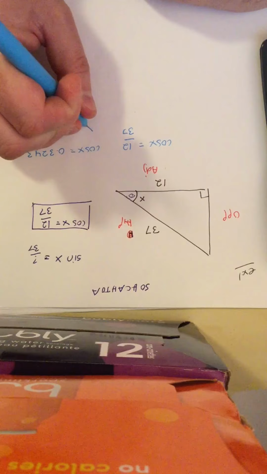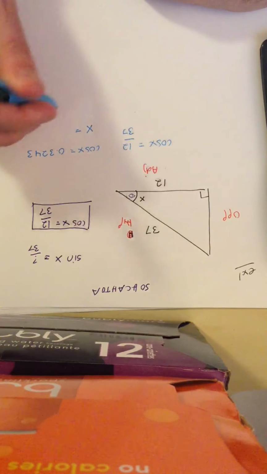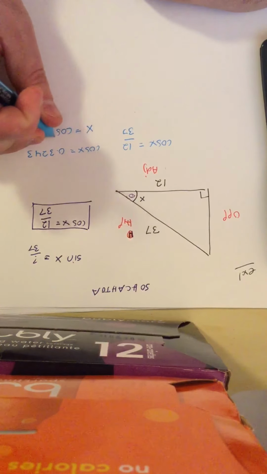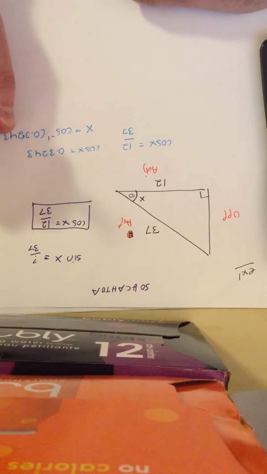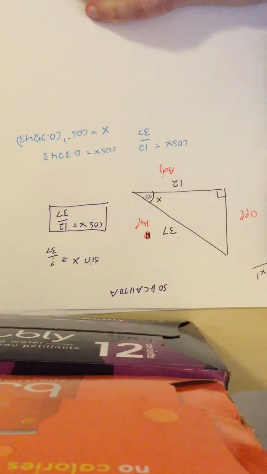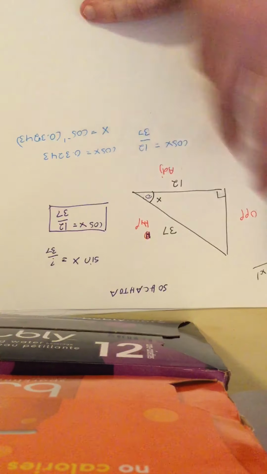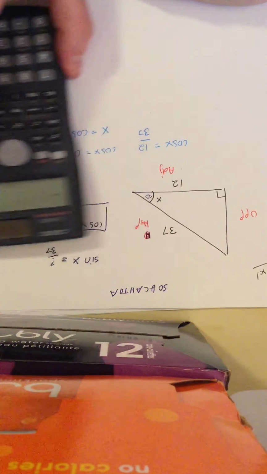Then what's going to happen is, in the next line, we are going to write this. So if cos of x equals this, then x is the inverse cos of 0.3243. And you have to show this line. It's not an optional line. You must show this line. And then once you show this line, you can then type it in.